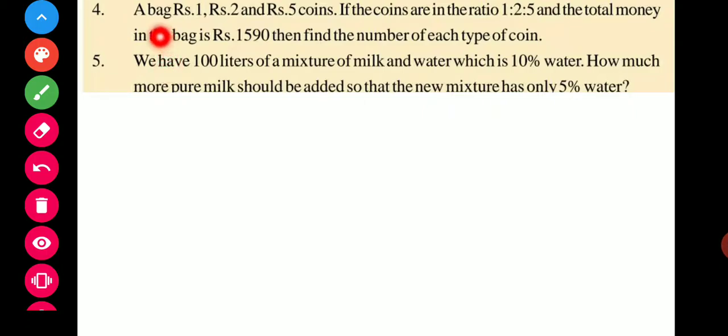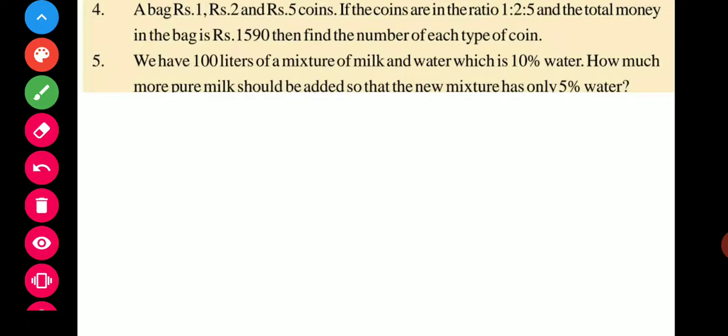Question number 4. A bag has rupees 1, rupees 2 and rupees 5 coins. If the coins are in the ratio 1:2:5 and the total money in the bag is 1590 rupees, then find the number of each type of coin. We have to find the number of all types of coins. So how can we find this?